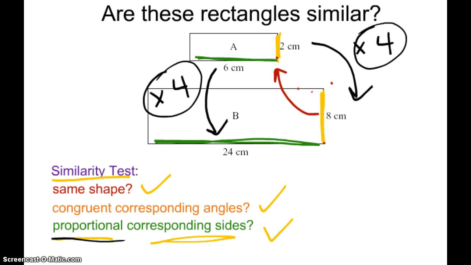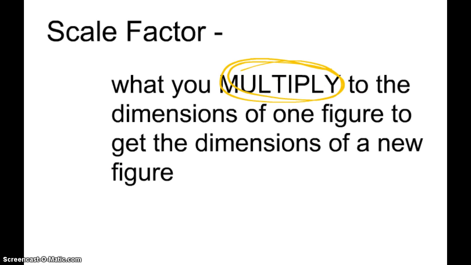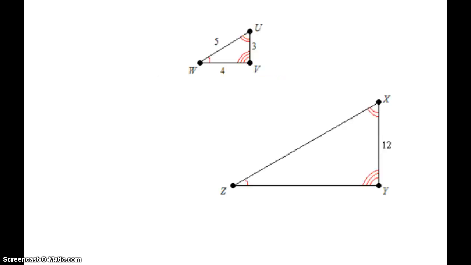The scale factor from the big shape to the small shape is a 4th. Because we take 8, we multiply it by 1/4 to get 2. Yes, scale factor from small to large is 4, but scale factor from large to small is 1/4 because we have to multiply. So make sure that you understand and that you've written that down, and watch that again.